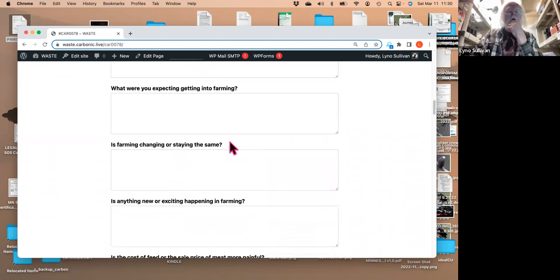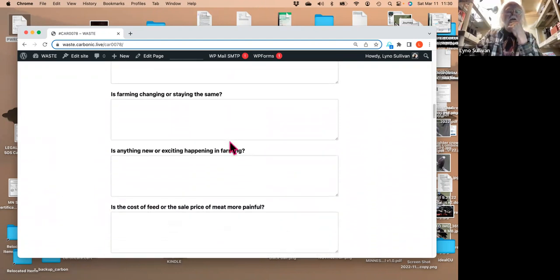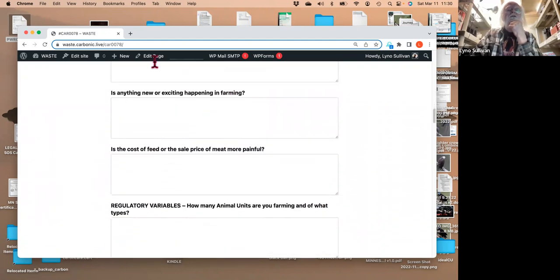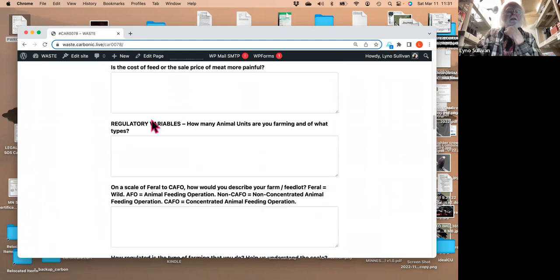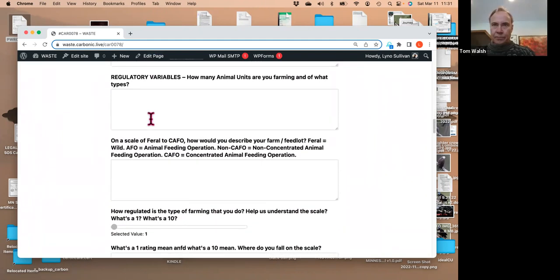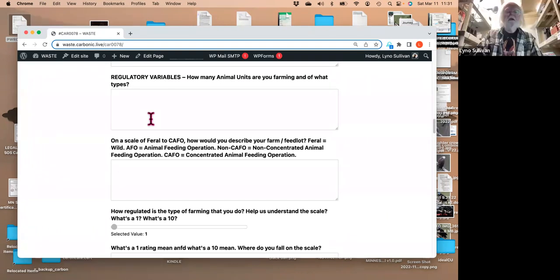So I'm just going to scroll slowly enough that you can read the words. You can certainly go to waste.carbonic.live/car 0078 regulatory variables. That's good. Introducing some explanation: on a scale from feral to concentrated animal feeding operation, how would you describe your farm?